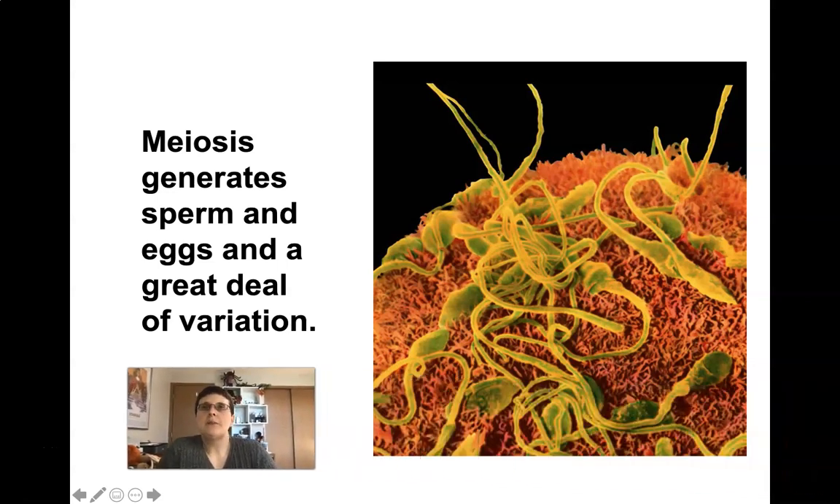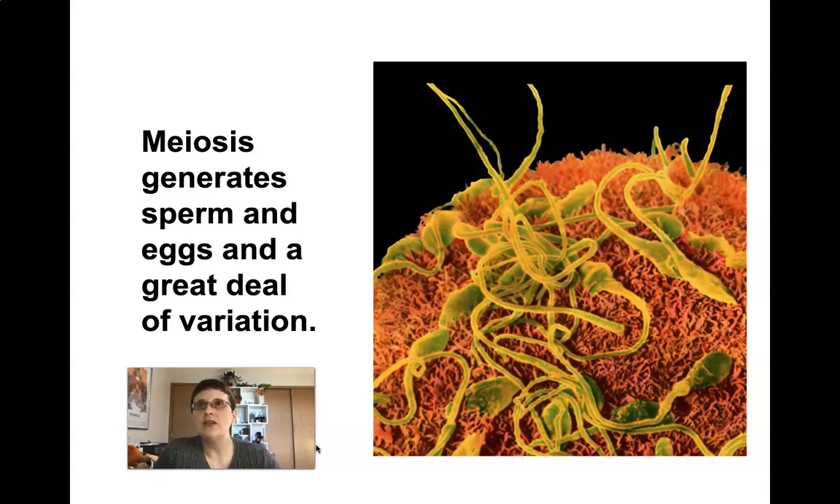All right, so chapter 8, meiosis. This is going to be where we're going to make sperm and eggs. And variation, variation, variation. Okay, this is very different from mitosis. Remember, mitosis is all about making genetically identical cells. Meiosis, on the other hand, is all about making genetically different cells.